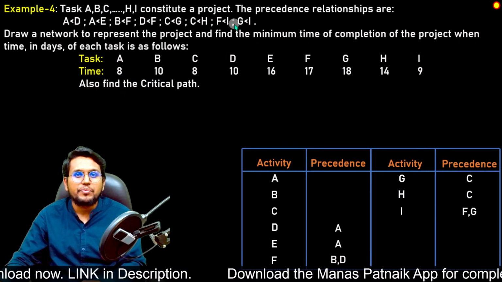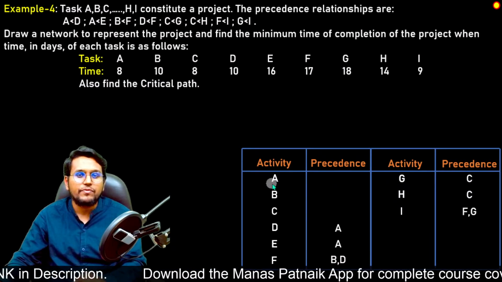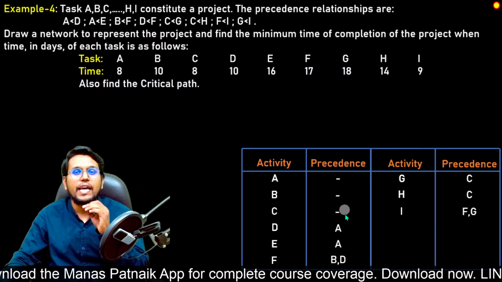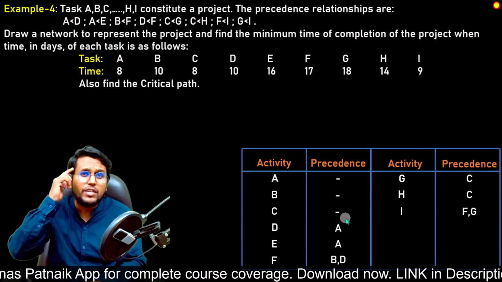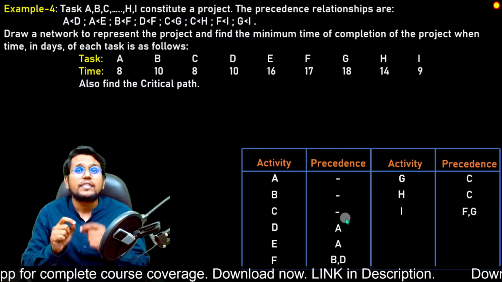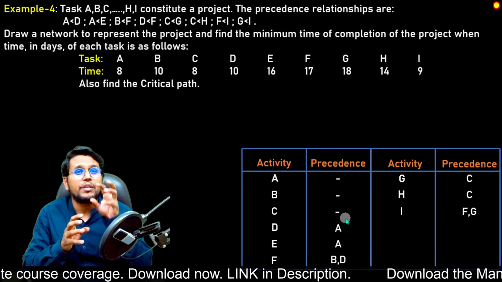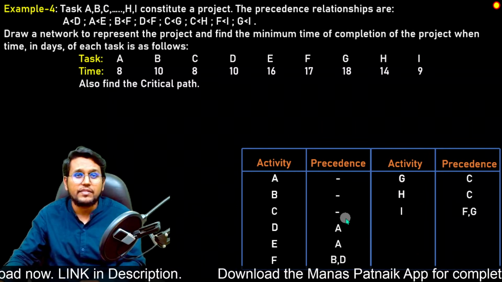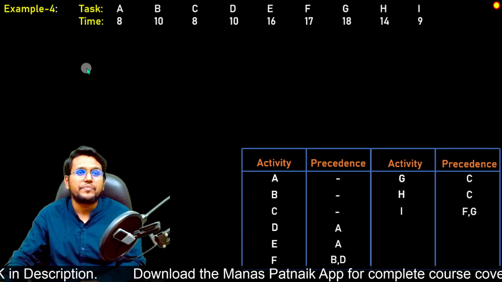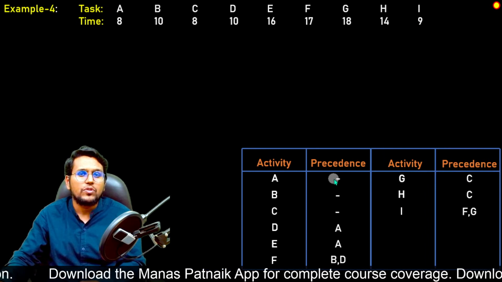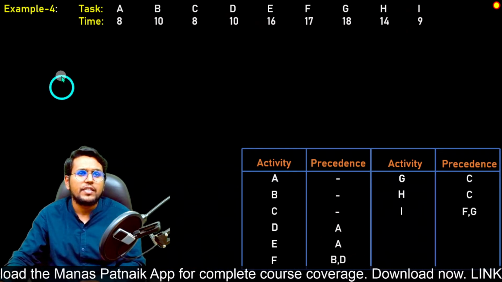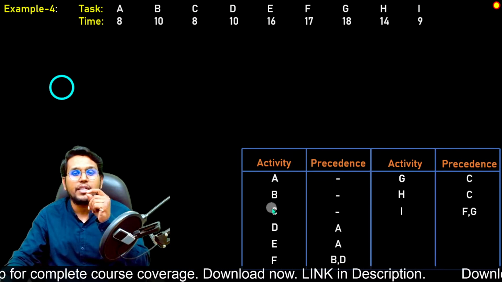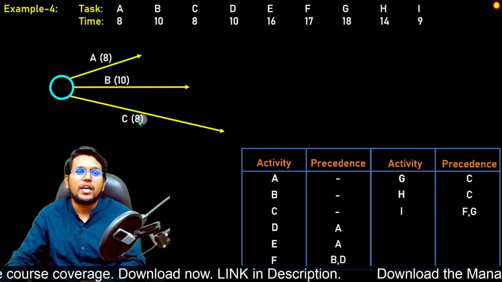Now, after completing this precedence, we realize that there is no precedence for activities A, B, and C. That means they are unpreceded activities. If you recall, unpreceded activities are those activities which can start from the very starting node. Let us move ahead and start drawing the network. First we will draw the starting event, and we can draw all the unpreceded activities, that is A, B, and C, together.